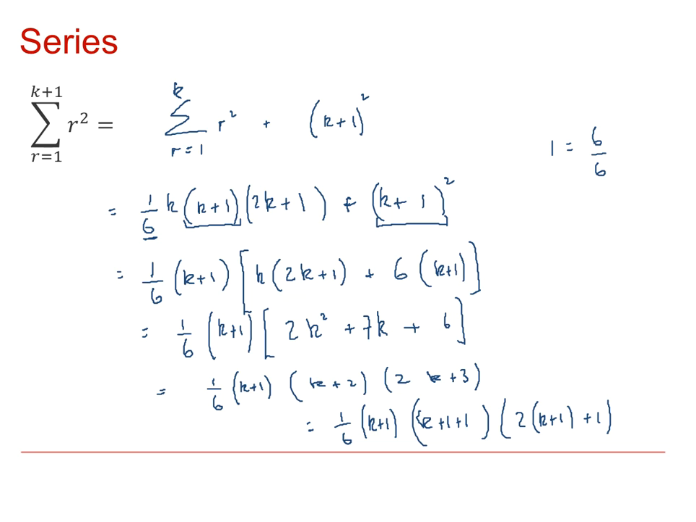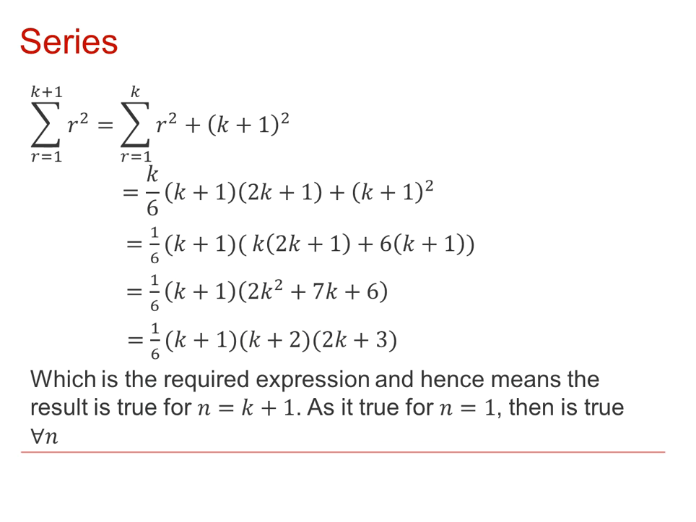In other words, it's true for n equal to k plus 1. So what we've done is shown that if it's true for n equal to k, it's also true for n equal to k plus 1. Then we can finish off by saying, as it's also been shown to be true for n equal to 1, it's true therefore for all n. We should really say that these were integers or natural numbers, so all n in the natural numbers.